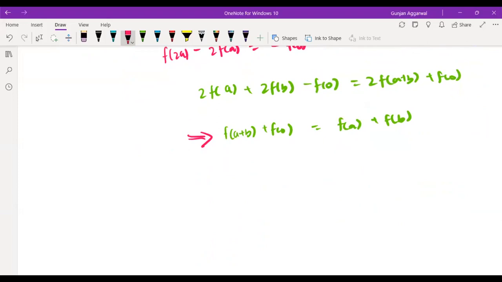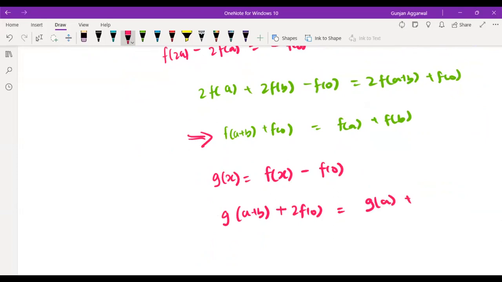It is just cosine somewhere. You can substitute g of x is equal to f of x minus f of 0 by 2. Then you just get that g is an additive function. If g is an additive function, then f is a linear function. So we are done.